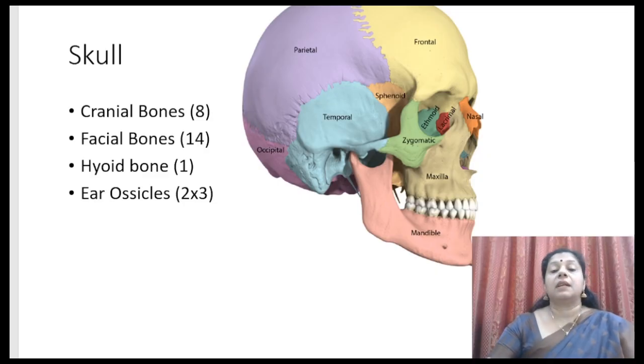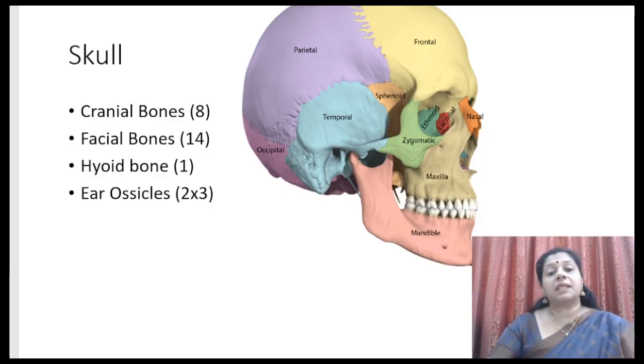Out of those, 8 bones are cranial bones, covering our brain, whereas the rest, 14 bones, are our facial bones. So the skull has cranial bones as well as facial bones. A total of 22 bones are there in the skull, 8 cranial bones and 14 facial bones. Cranial bones are in the head part protecting our brain. The facial bones are in the front.